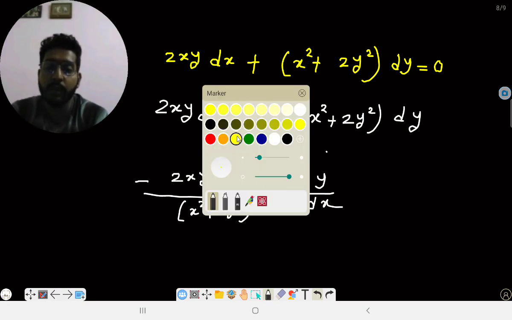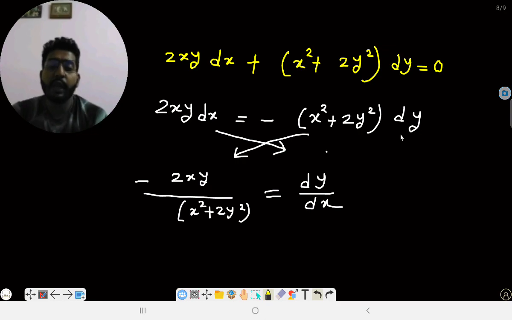Now check properly. Again I am telling you, if an equation is given, try to separate the variables if it is possible. If you see properly, it is not possible to separate here. That means it is impossible to separate in such a way that dy contains y and dx contains x. That's why you have to use another technique. Whenever an equation is given, first try to separate; if it is not possible, then use another technique.